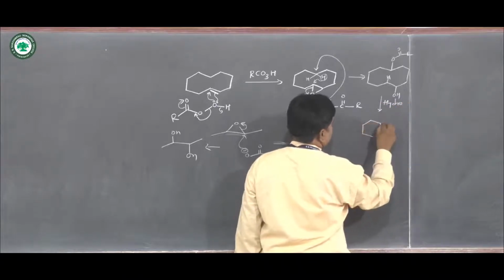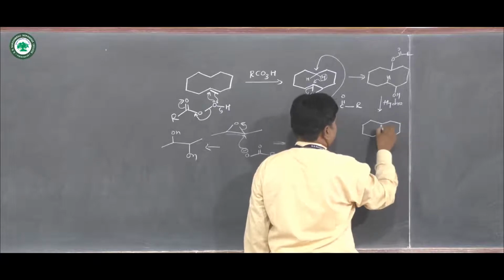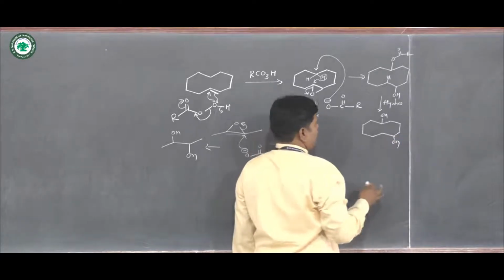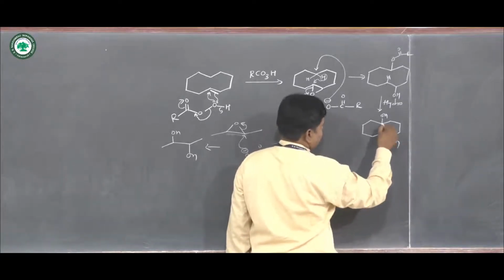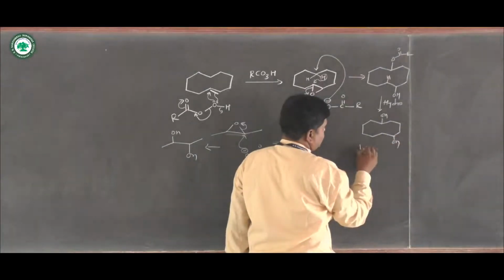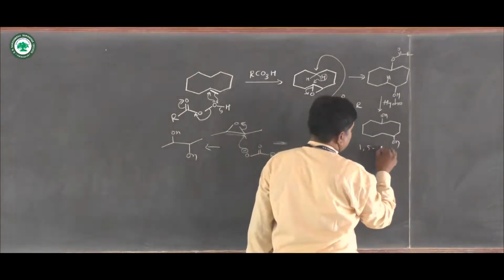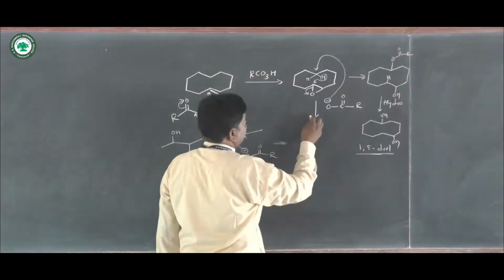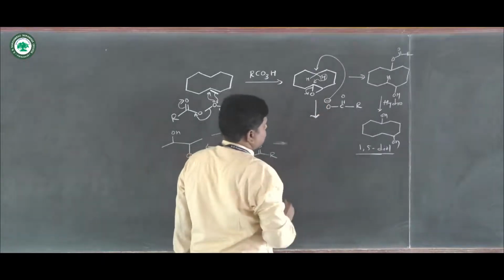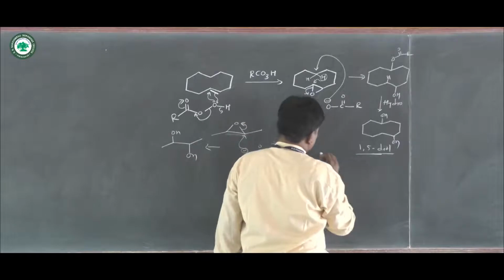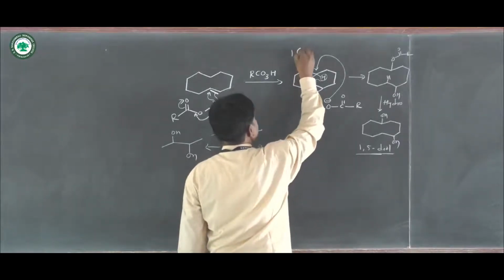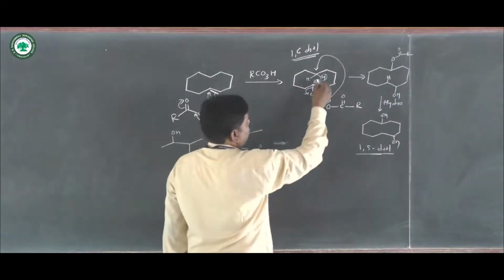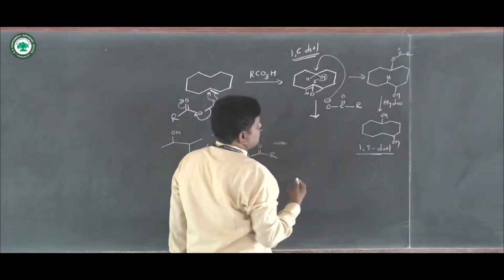we get a product like this. Here we have a hydroxyl and here we have a hydroxyl group. So what are the diol positions? 1, 2, 3, 4 and 5. So here we get a 1,5 diol, but in this case we get a different product. Here we get as a product the 1,6 diol. So how do we get this one? From this, the hydride shift is different.